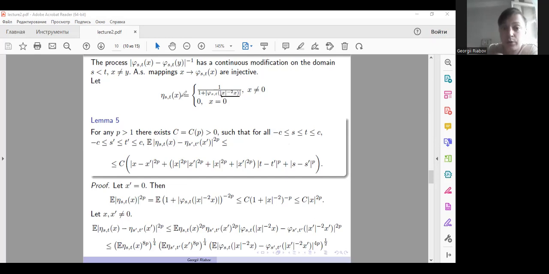And the aim is to show again that eta has a continuous modification in s, t and x. This is done using the estimate that the increment of eta in the power 2p, in expectation, is bounded by the increment of x times the increment of t and s, times some multiple which can be bounded when we consider x from a bounded set.